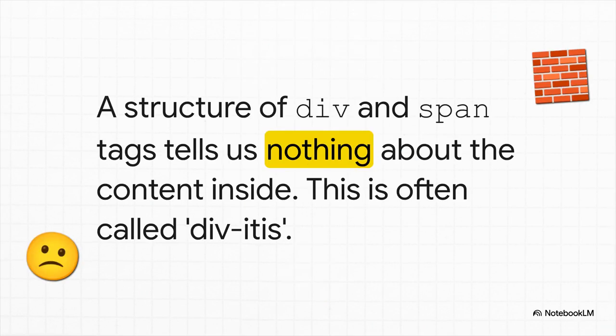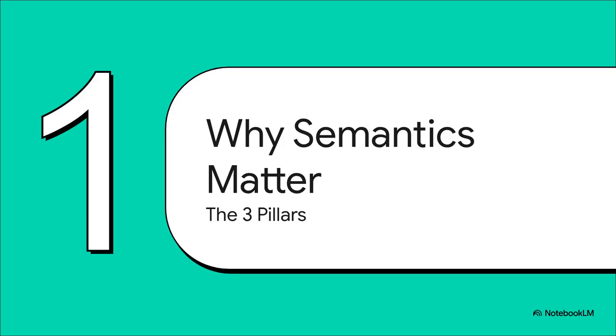We've all seen this, right? And hey, we've probably all written it. This tangled mess of divs inside of divs with a few spans thrown in for good measure. At a glance, this tells us absolutely nothing. Is it a header, an article, a button? Who knows? It's a classic case of what developers call divitis, and it's a quiet little problem that's all over the web.